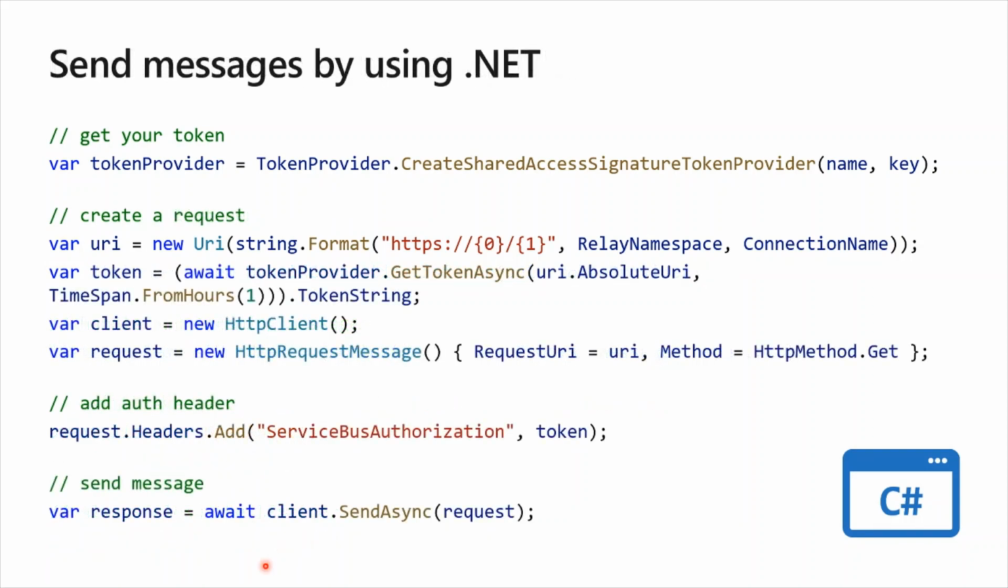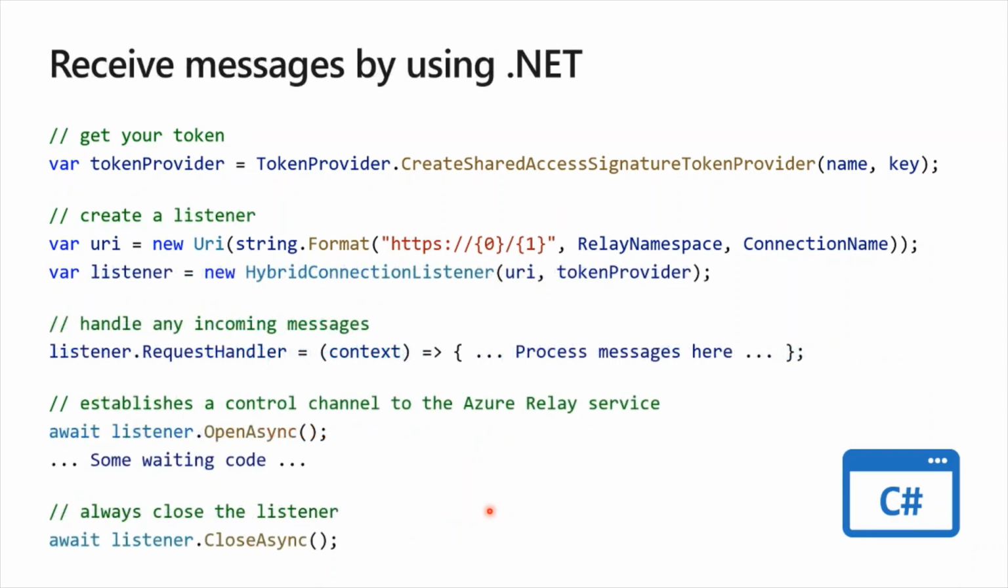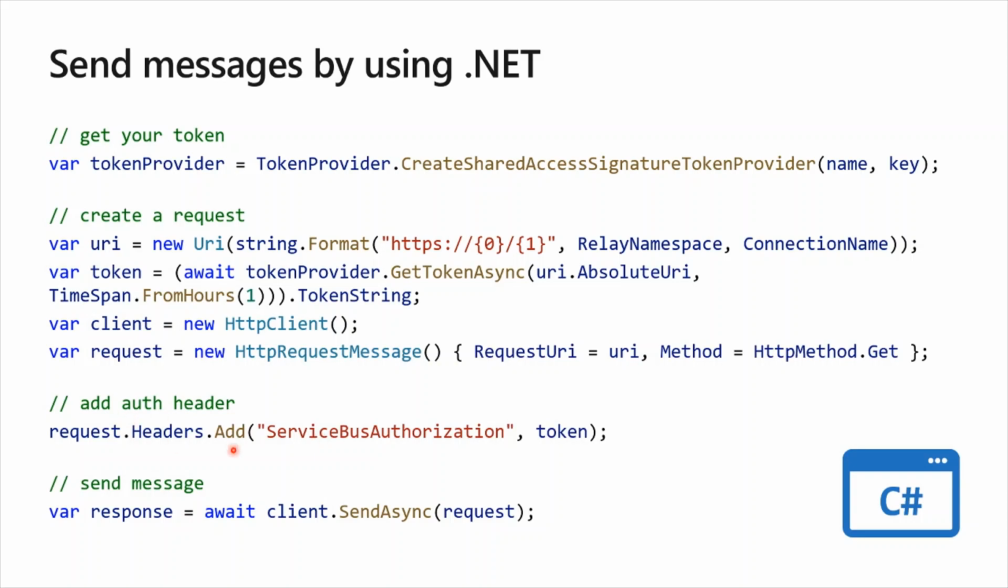And then you can send messages as well. Same way you create the token provider and URI, and then you get the token from this, and then you create the client, and then you create the HTTP request message with the request header ServiceBusAuthorization with this token, and then you send the message. In this one we simply listen for the message, but here we are sending the message.